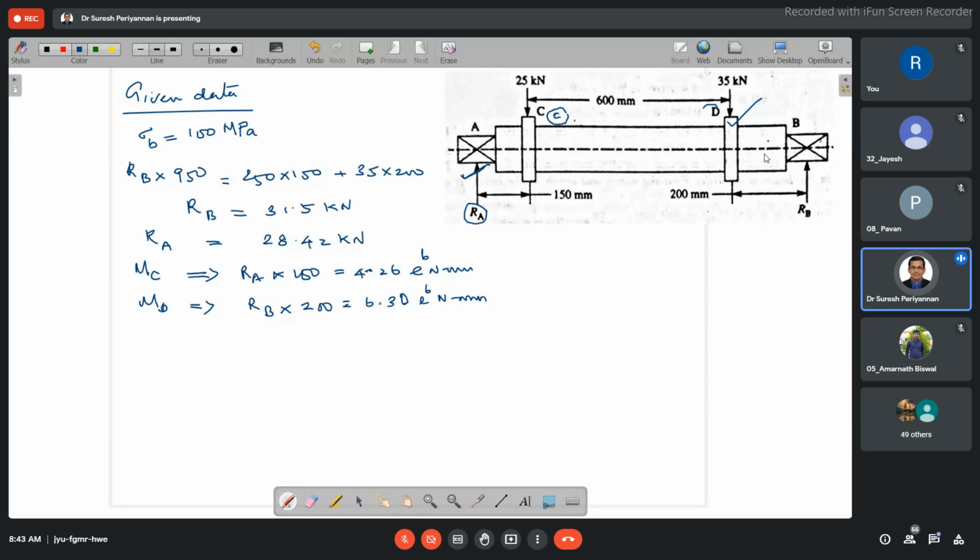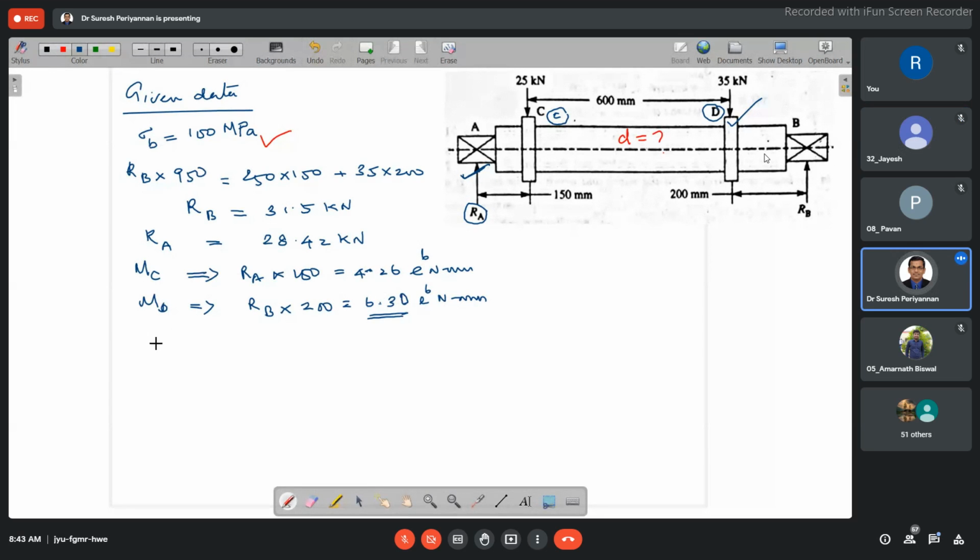Now, where the bending moment is maximum, that we are going to consider for finding the diameter of the shaft. The diameter of the shaft is not given; that is our aim, to find the diameter of the shaft. See here, bending stress is given as 100 megapascal. Then find out the diameter of the shaft.